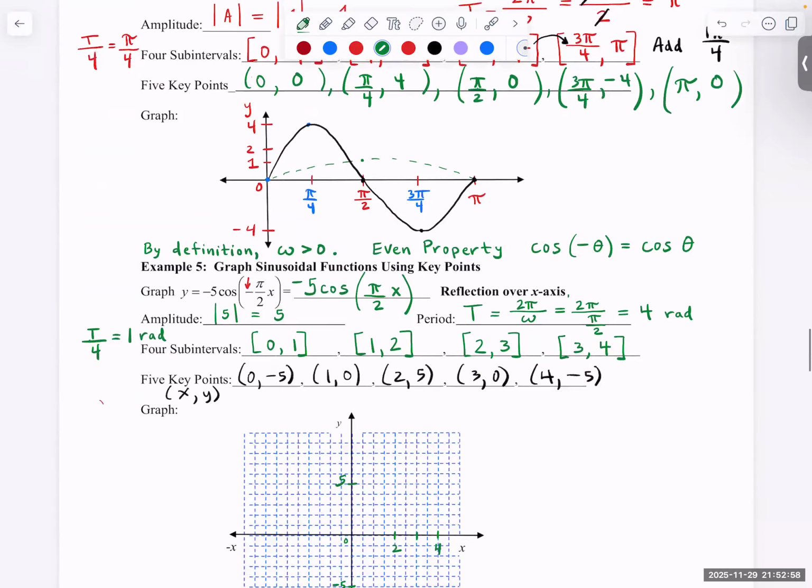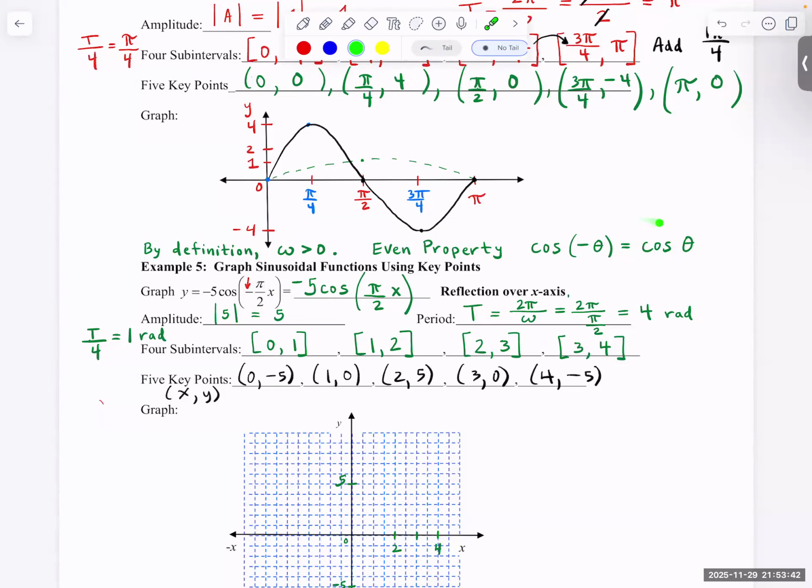Example 5. Keep in mind that by definition, omega is a positive value. Also, the cosine functions have an even property, so the cosine of negative theta, which would be clockwise, is equal to the cosine of theta, which is counterclockwise. Graph y equals -5 times the cosine of -pi over 2x. The argument has a negative sign on omega. So that's the opposite of omega because omega has to be positive.